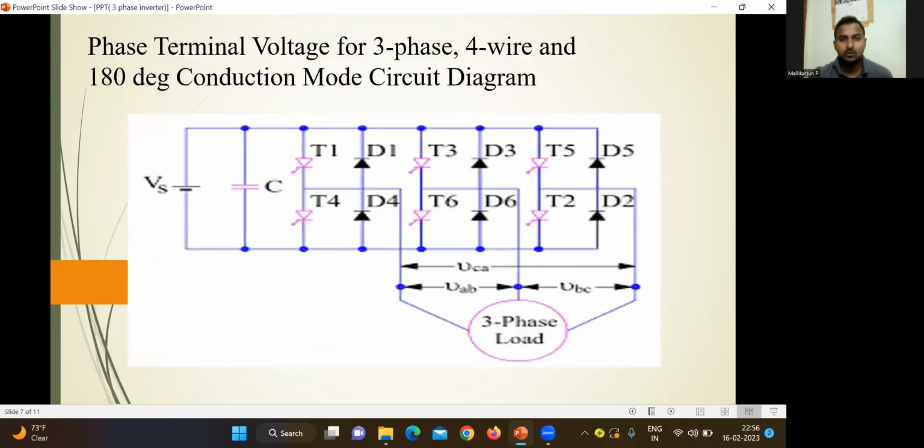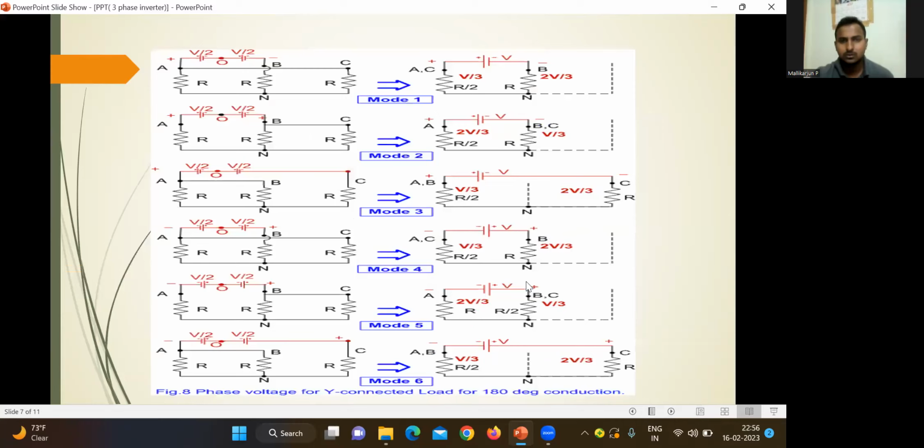In second mode, thyristor T1 is conducting. Next, from the negative side, thyristors T6 and T2 are conducting, along with T1 in mode 2.